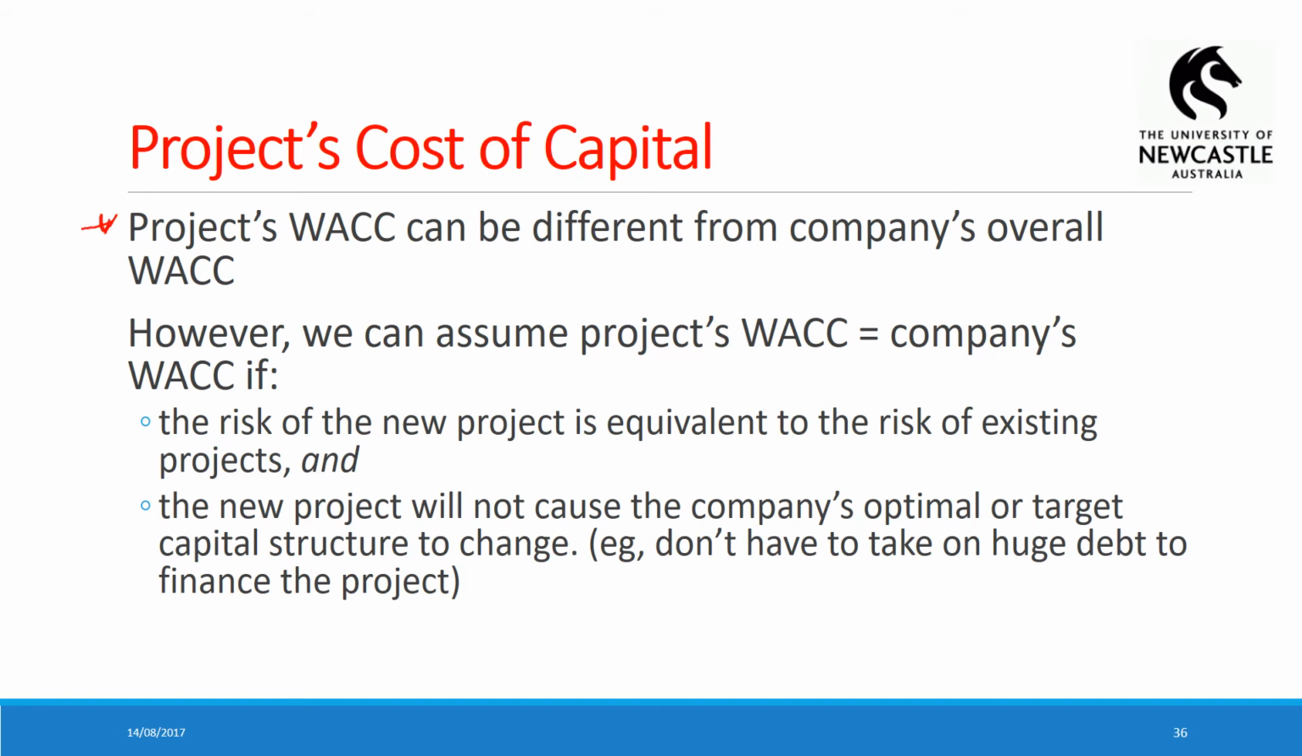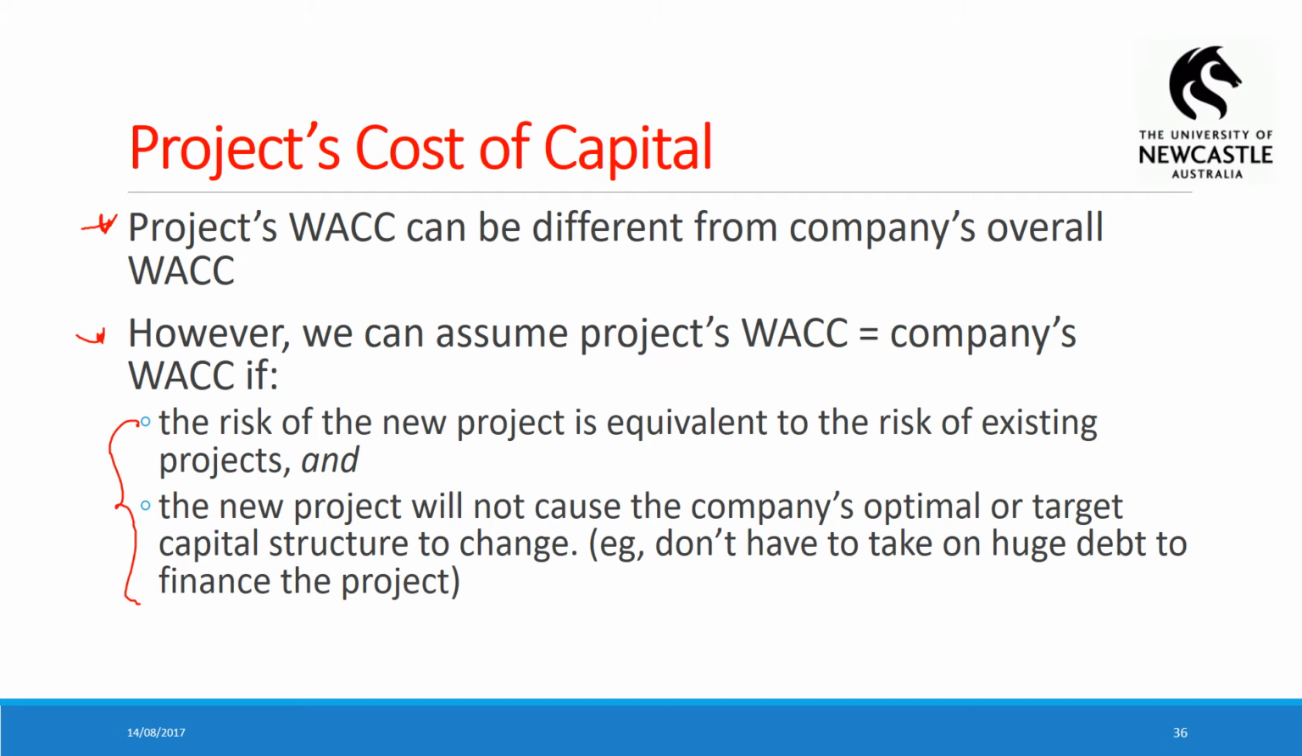So given that, if we have a project that has a different risk compared to the overall company's risk, we therefore have to measure the project's cost of capital differently from the company's cost of capital, right. In special cases where two conditions are met, we can also assume that the project's cost of capital is equal to the company's cost of capital, right?